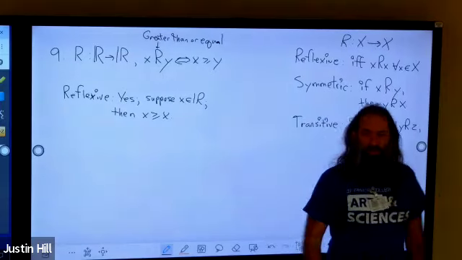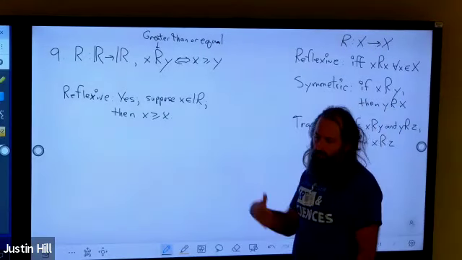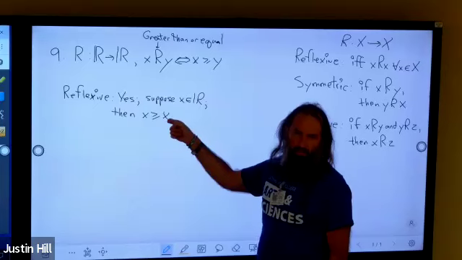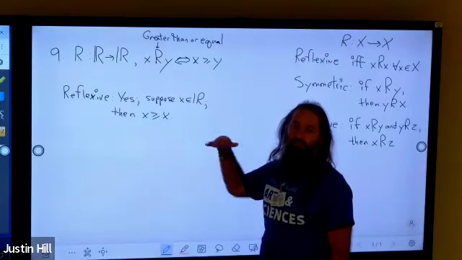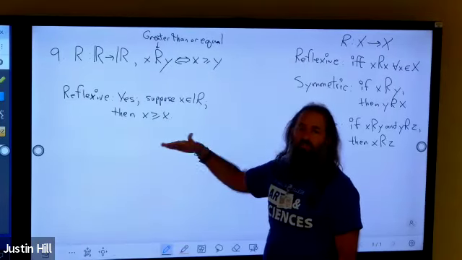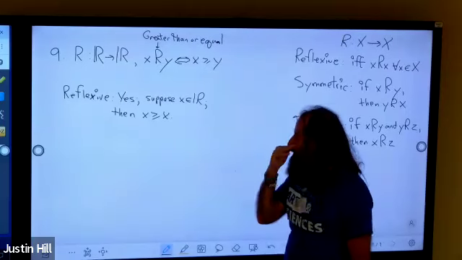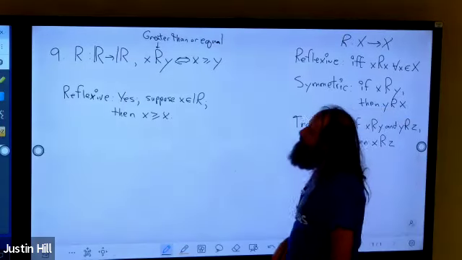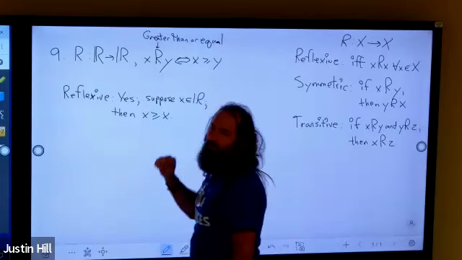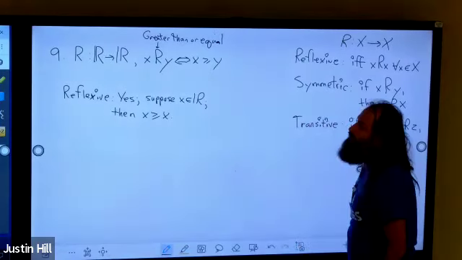Again, for this whole class, basic arithmetic and algebra that we know, we're assuming that as knowledge, both for ourselves and for the reader. Good. So this is reflexive. Every element is equal to itself, so it's greater than or equal to itself.